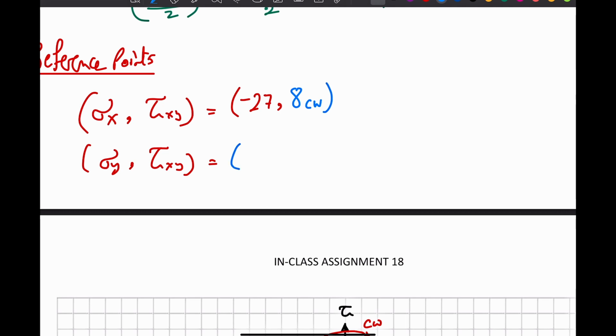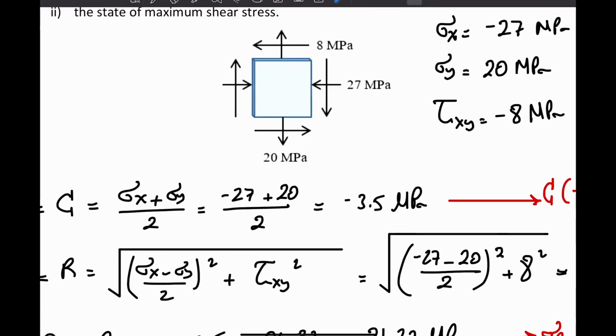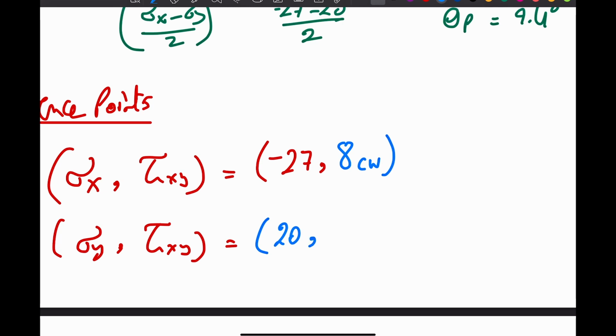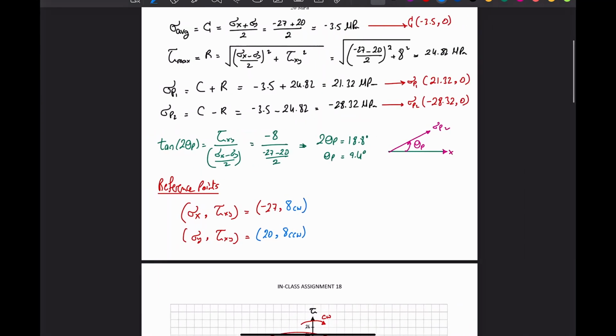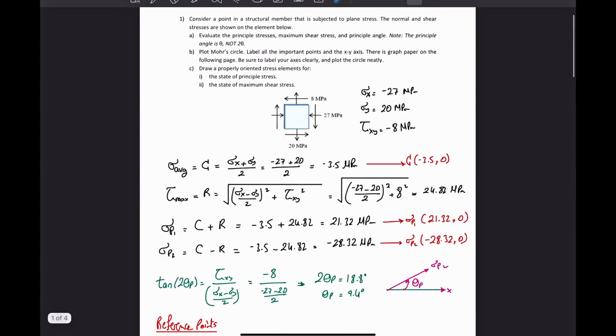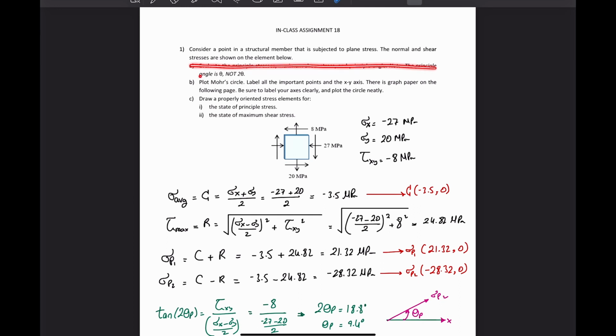For the y face, we have 20 coming out of it, and we have a shear at the y face, and this shear is trying to rotate the element counterclockwise. So I'm going to say sigma y is equal to 20, and 8 counterclockwise, without saying negative or positive. Okay, now I have the reference points, I have everything. So let's move to the circle. And this was the first requirement here.